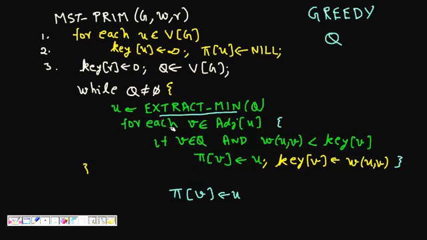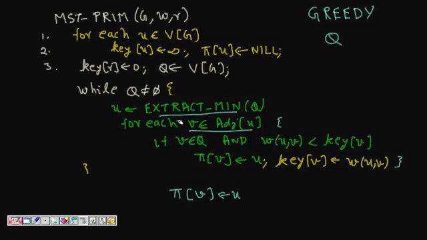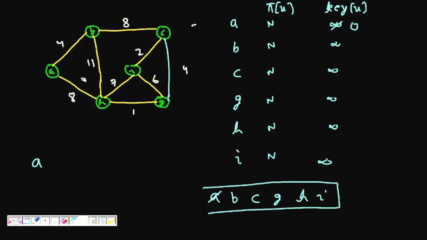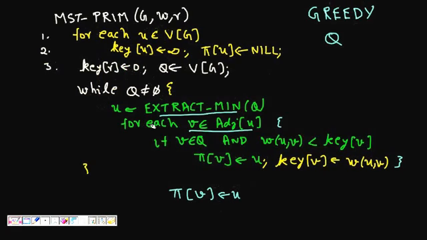Then for each V adjacent to U, we traverse the graph. For all the nodes adjacent to the extracted node A, we have B and H. If V belongs to Q, which means it has not been processed till now, and the weight of UV, the edge connecting U to V, is less than its present key, then we make the key the weight of the edge, and the parent U, from where it was discovered.